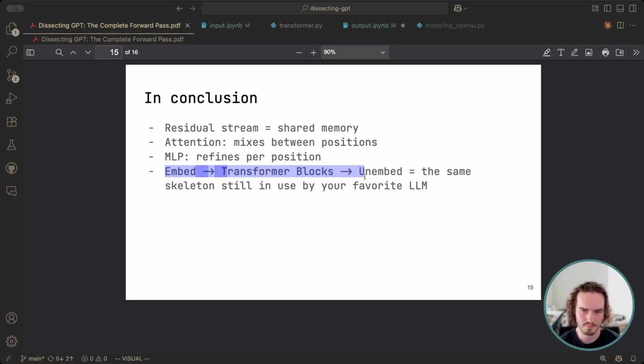And this paradigm of embedding and then transformer blocks and then an unembedding has really proved to be remarkably resilient. This is the same skeleton that your favorite LLM today still uses. There have been a lot of optimizations and tweaks to the sub pieces, but the core pieces still remain.